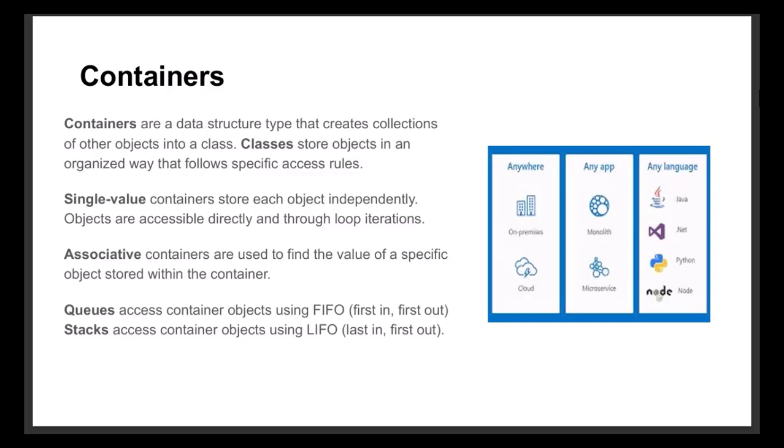Your containers can take a couple different structures. The first type of container is a single value container. A single value container is one where each object that we have contained within will be independent from each other. We also have associative containers when we want to find the value of a specific object stored within a container. We use associative containers with arrays and functions. You want to make sure that as you're going through each element of a program, that you understand the basic features of what they do.